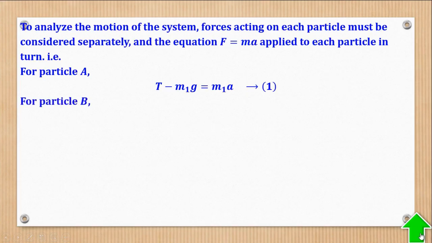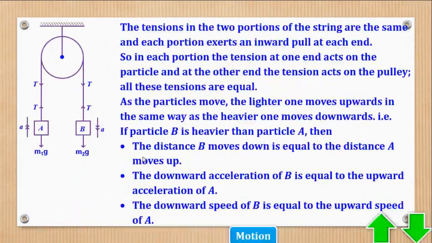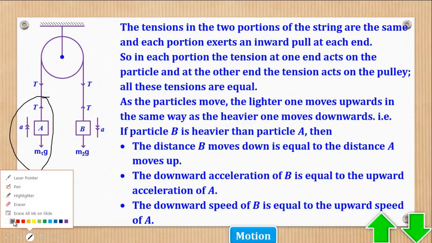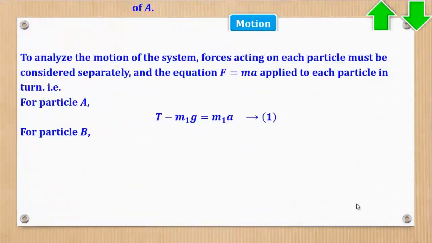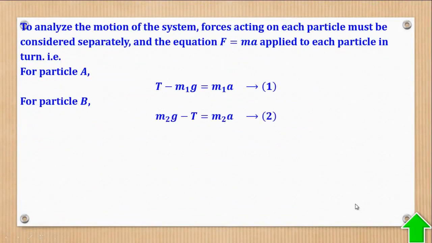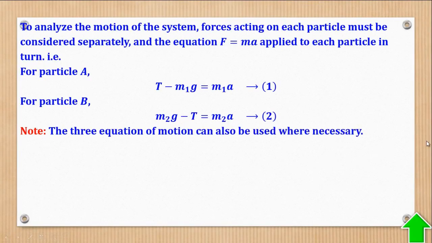What about for particle B? For particle B, these are the forces. And it's downward, meaning the resultant force will be M2G minus T equal to M2A. Therefore, we shall come here and write our equation. So with these two equations and the three more equations of motion, we can easily answer the questions that proceed.